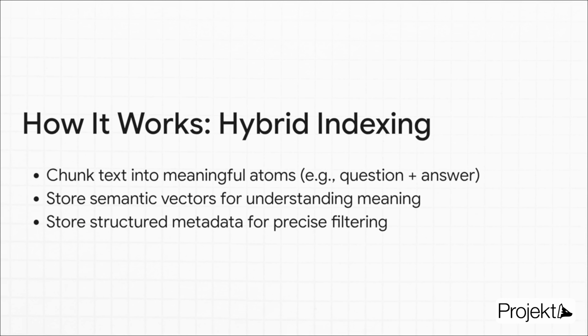So how does this magic actually work? Well, it's this really clever hybrid approach. First, we break our content down into these meaningful little atoms, like a question and its answer. Then we combine two things. We store semantic vectors, which help an AI understand the meaning and context of the text, and we combine that with all that structured metadata we created earlier, which allows for super precise filtering. It's that combination of what it means with what it is that gives you that pinpoint accuracy.